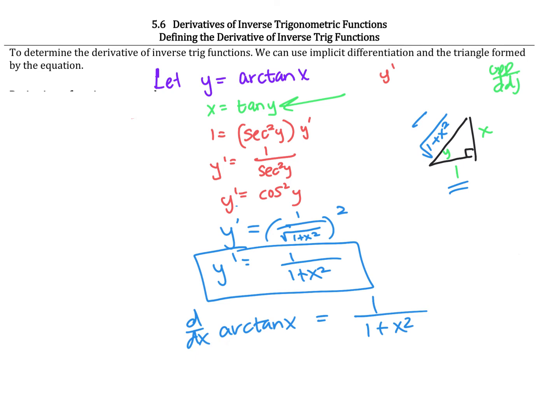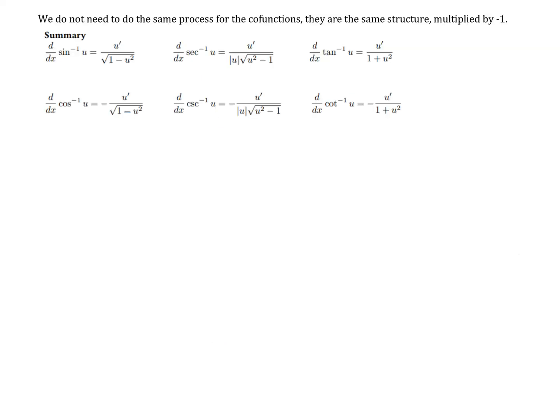So now let's go ahead and take a look at all 6 of these inverse trig derivatives together. So here are the 6 inverse trig derivatives. We just came up with the derivative of inverse sine and the derivative of inverse tangent. And one thing that you should notice that already looks really weird in comparison is that all of these inverses have u instead of x.